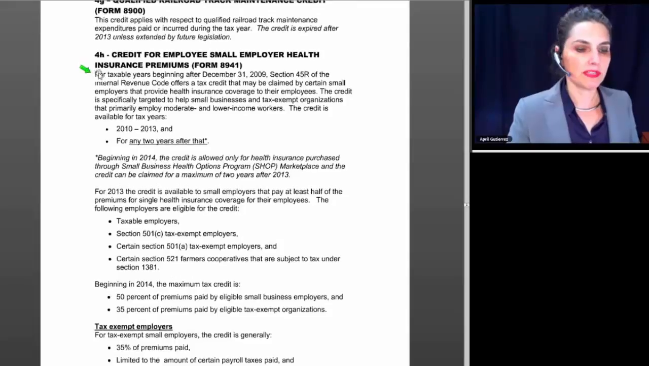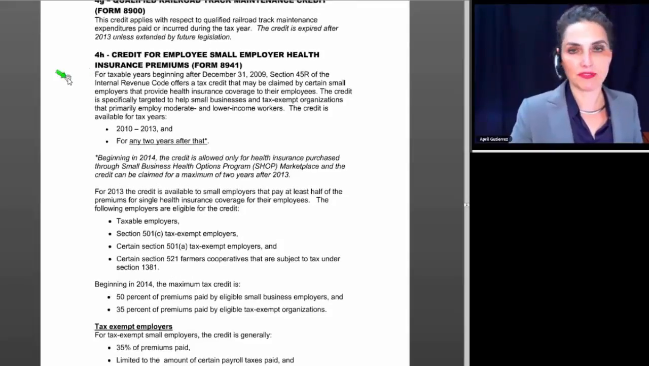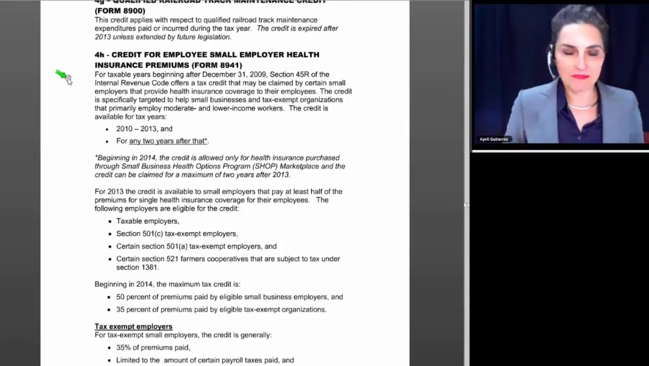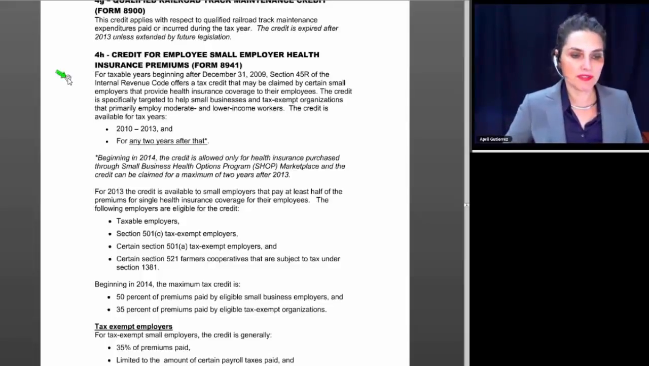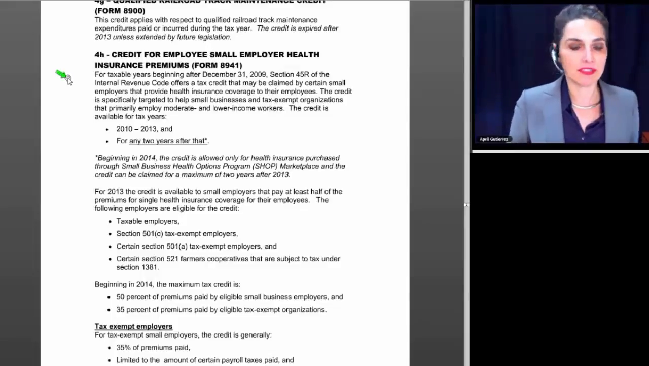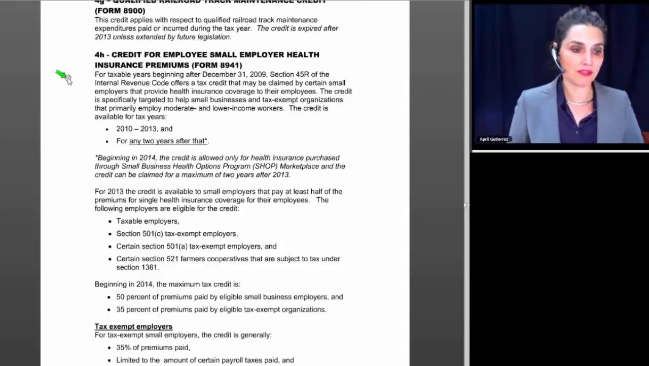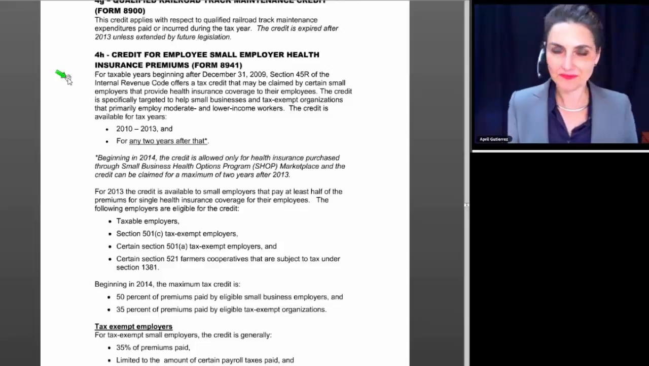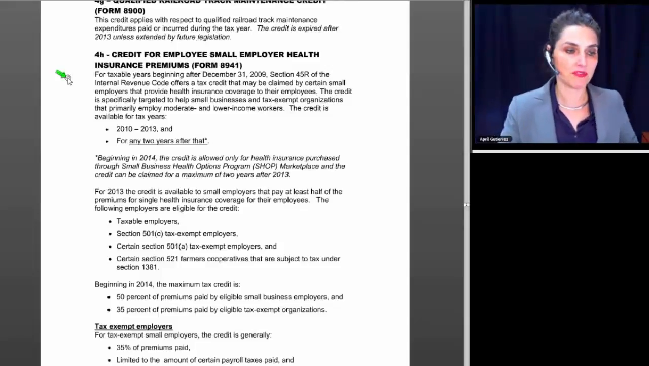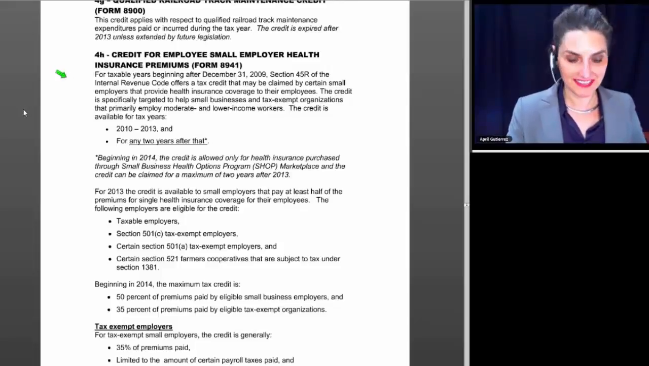4H, credit for employee small employer health insurance premiums. So this is the big one that most tax preparers are interested in and concerned about. It's actually not a new credit. We've had it around since 2010, and I've been actually teaching about this credit since 2010.